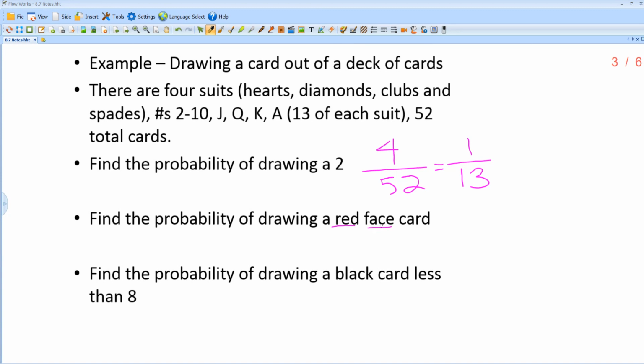Find the probability of drawing a red face card. So for 1, if you're not sure what a face card is, that would be all the jacks, queens, and kings. So there's 3 face cards per suit, but we want just red face cards. There's 3 face cards that are hearts, which are red. And there's 3 face cards that are diamonds, which are red. So 3 here, 3 here. That's a total of 6 out of 52. And when I reduce that, I get 3/26.